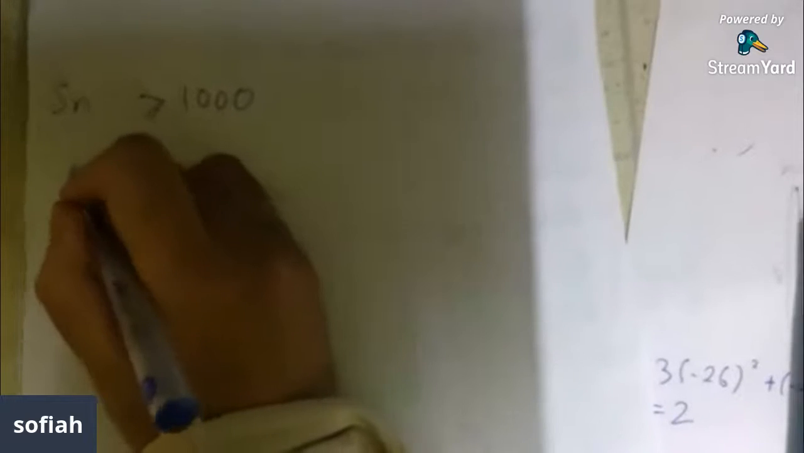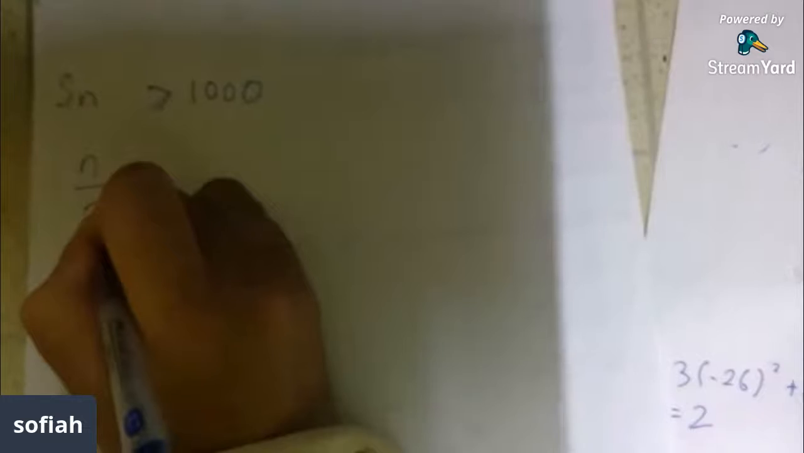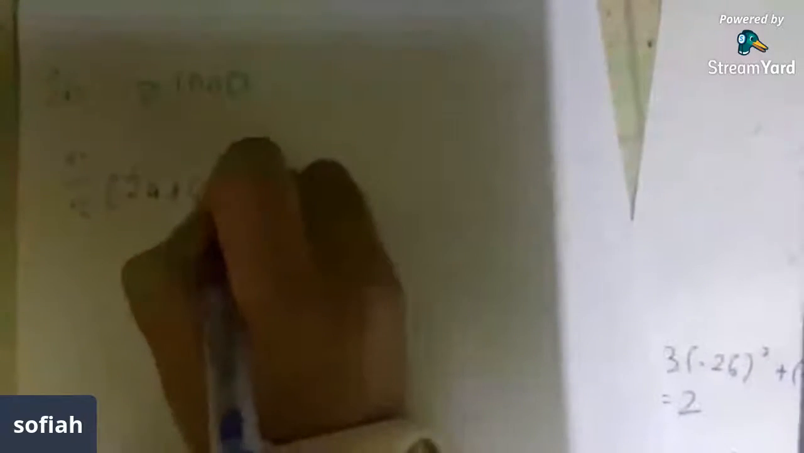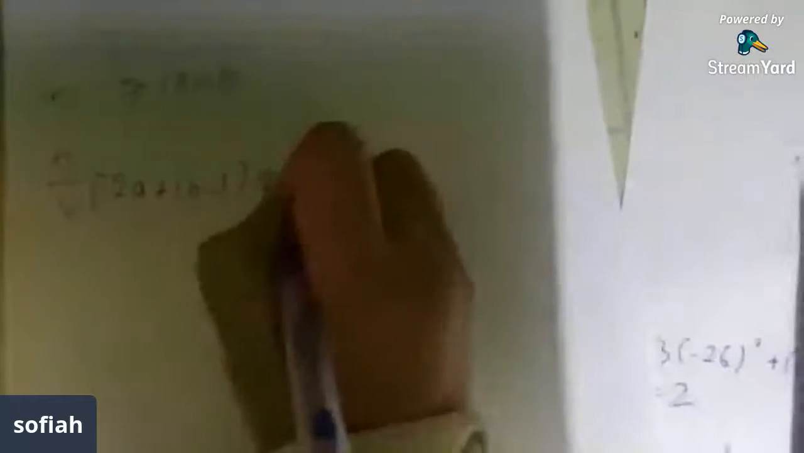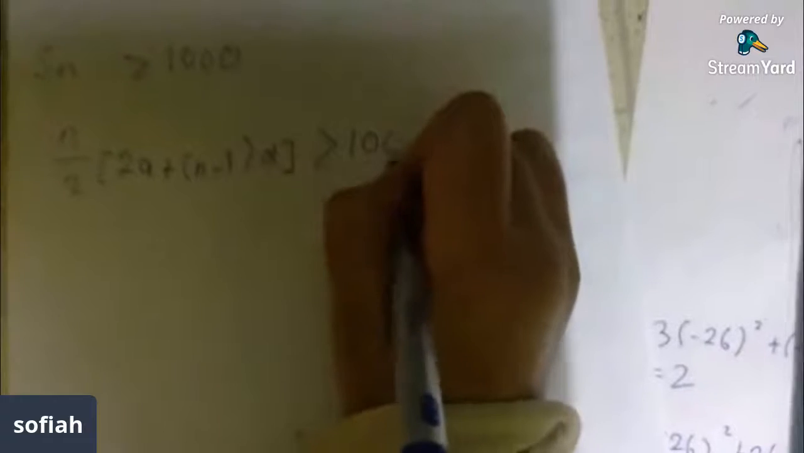So we can write this as the formula of the first n terms, which is n over 2, 2a plus n minus 1 d, is more than 1,000.